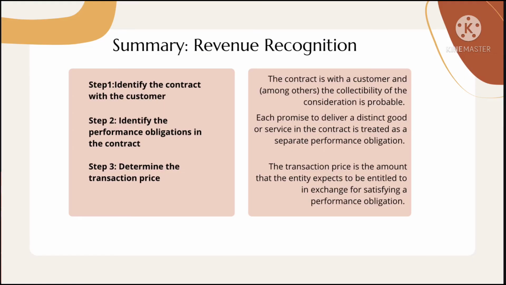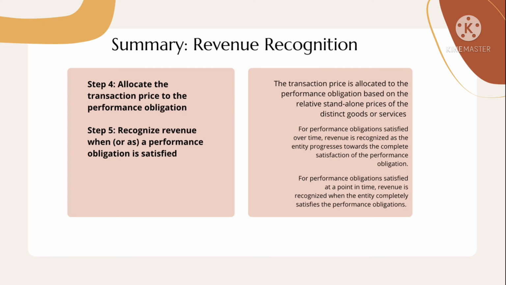In summary of revenue recognition, step 1, identify the contract with the customer. The contract is with the customer and the collectibility of the consideration is probable. Step 2, identify the performance obligations in the contract. Each promise to deliver a distinct good or service in the contract is treated as a separate performance obligation. Step 3, determine the transaction price. The transaction price is the amount that the entity expects to be entitled to in exchange for satisfying a performance obligation. Step 4, allocate the transaction price to the performance obligations.